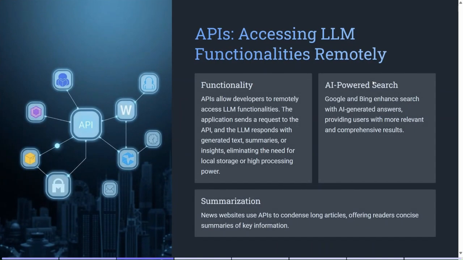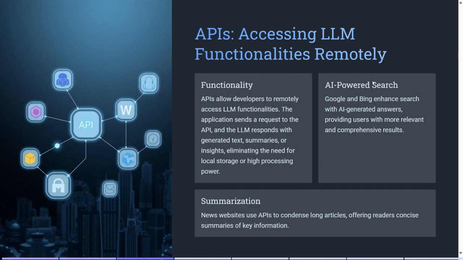And when it comes to APIs, accessing LLM functionalities remotely. How it works. API stands for Application Programming Interface. APIs allow developers to access LLM functionalities remotely. The application sends a request to the API, and the LLM responds with the generated text, summaries, or insights. This eliminates the need for local storage or high processing power.